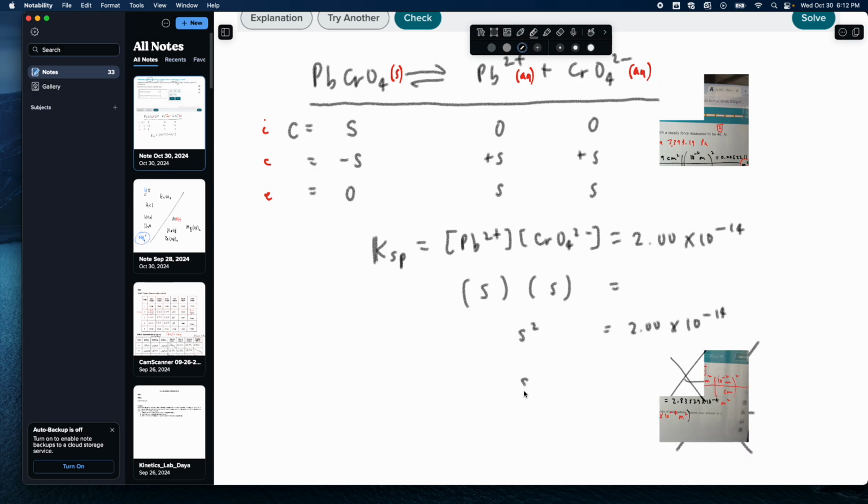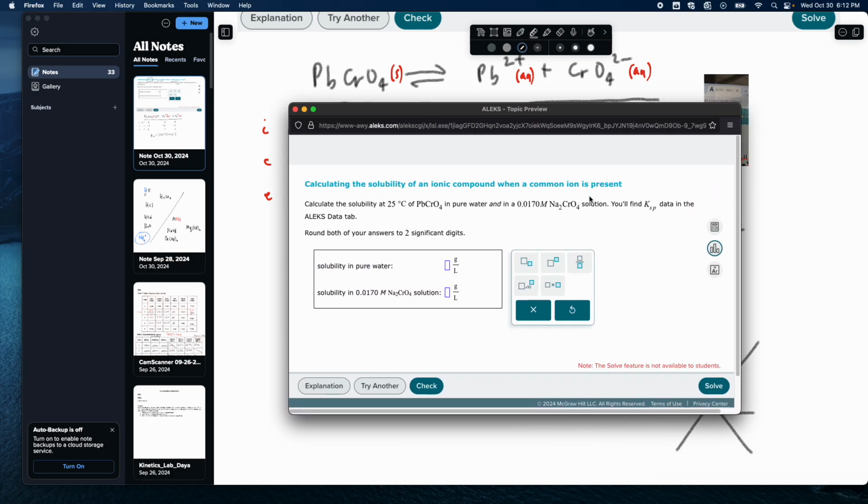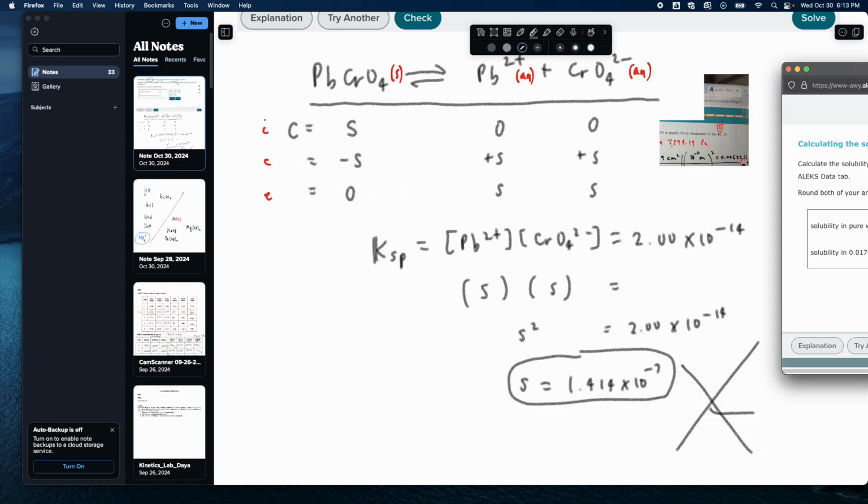So S then is going to be 1.414, because that's the square root of 2, times 10 to the minus 7, because that's the square root of 10 to the minus 14. So that's going to be the first answer. We'll put that in. To 2 sig figs, it's going to be 1.4 times 10 to the minus 7. Okay, that's it for that one.